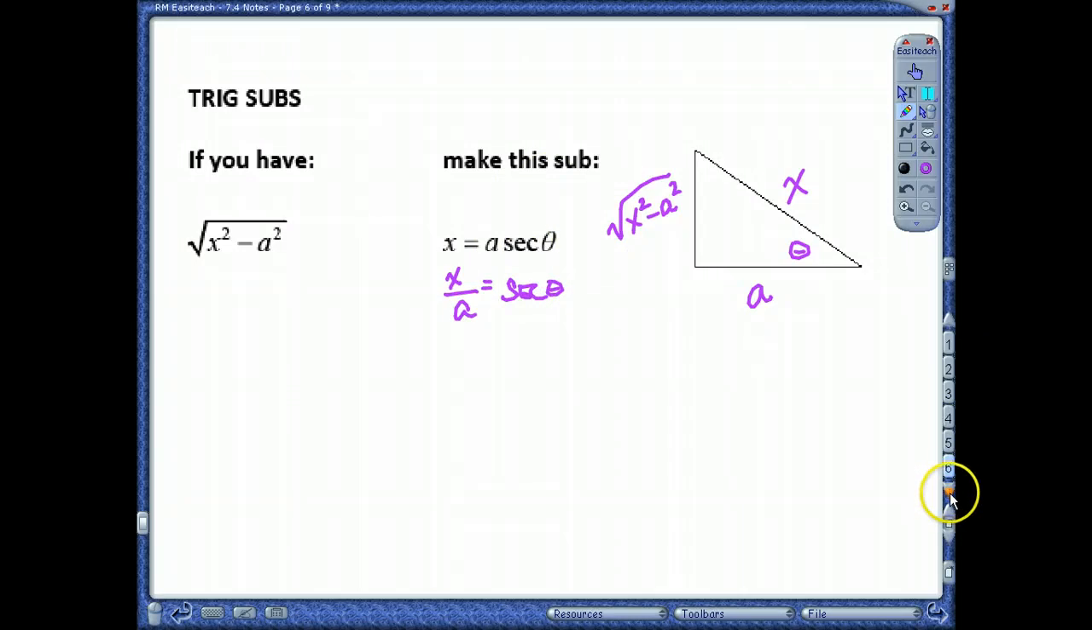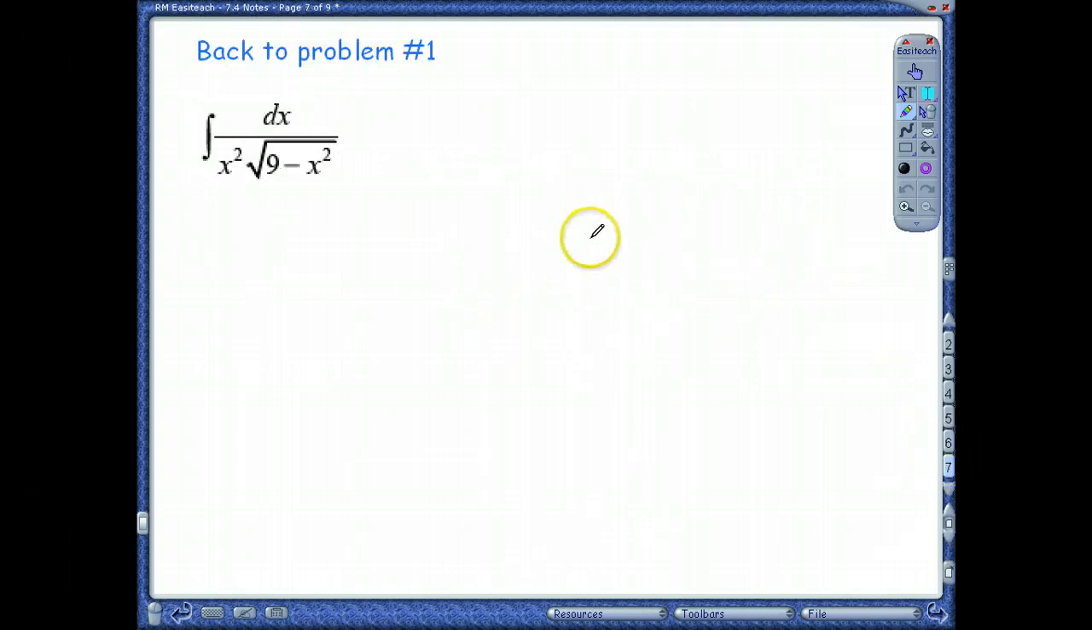So we're going to be doing a big substitution, integration, and then a big substitution back. Let's look back at our problem number 1. When I look at this, once again, I know it's not a u substitution because I have an x squared.